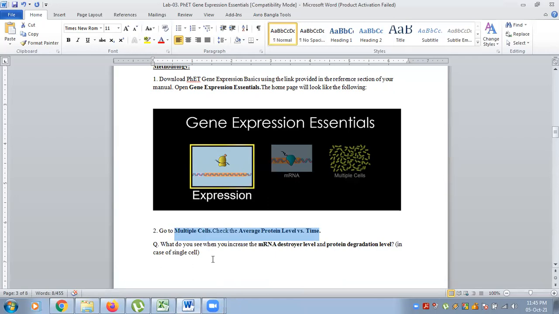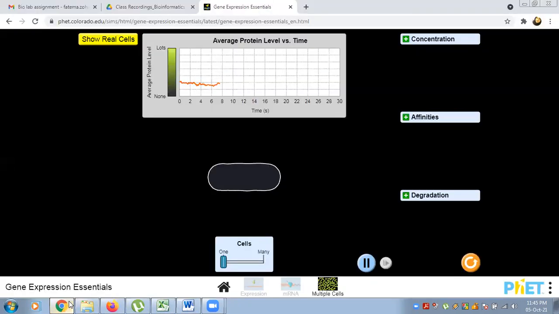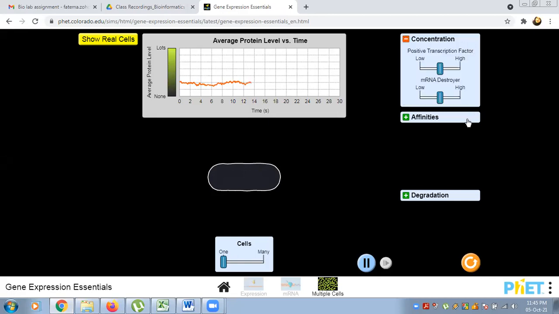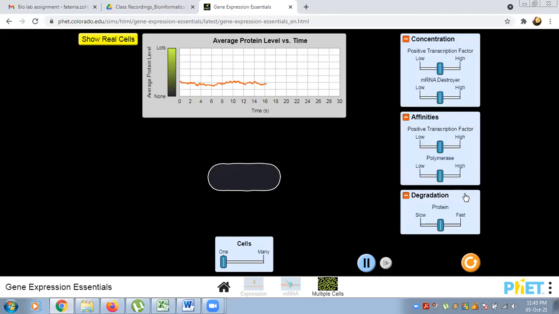Now the question is, what do you see when you increase the mRNA destroyer level and protein degradation level in case of a single cell? So you need to click on the bars here. So they will be opened. Now they asked in the question what we see in case we increase the mRNA destroyer level and we increase the protein degradation level.